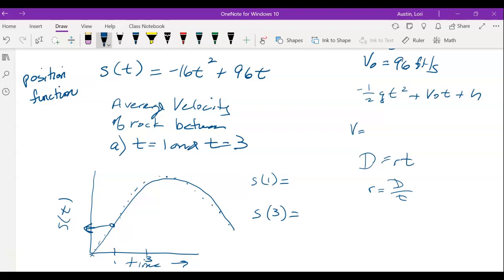And again, you never let one person do the calculations. Anyone else? Do we agree? I knew she was right. But again, everybody's got to agree. 80. Yes. So S sub 1 equals 80. What's the position after 3 seconds? Well, we just have to find S sub 3. So you put in 3, 9 times 16. 144. Do we agree?